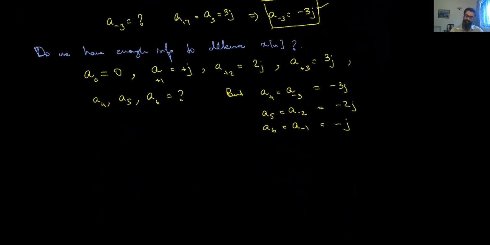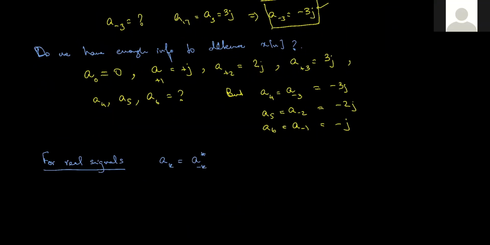Sana, let me ask you. Sir, the conjugate is a k is equal to a conjugate minus k. Good, right? So for real signals, a k equals a minus k conjugate. Because of periodicity, I can also write that a k equals a conjugate N minus k.